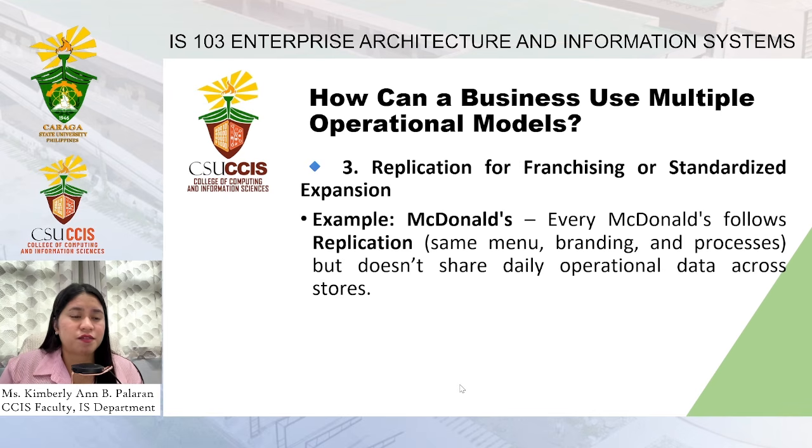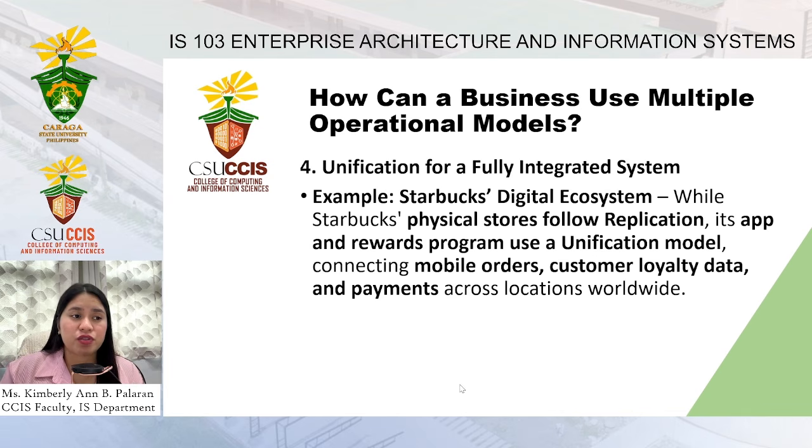For replication, franchising, or standardized expansion, every McDonald's follows replication: same menu, branding, and processes, but does not share daily operational data across stores. So they do not share their information or their data in real time with each other across other branches. Fourth one, for unification model for a fully integrated system, is the Starbucks digital ecosystem, while Starbucks physical stores follow replication, right? Because it's replication: same model, same structure, same branding, same way they cater to and treat their customers.